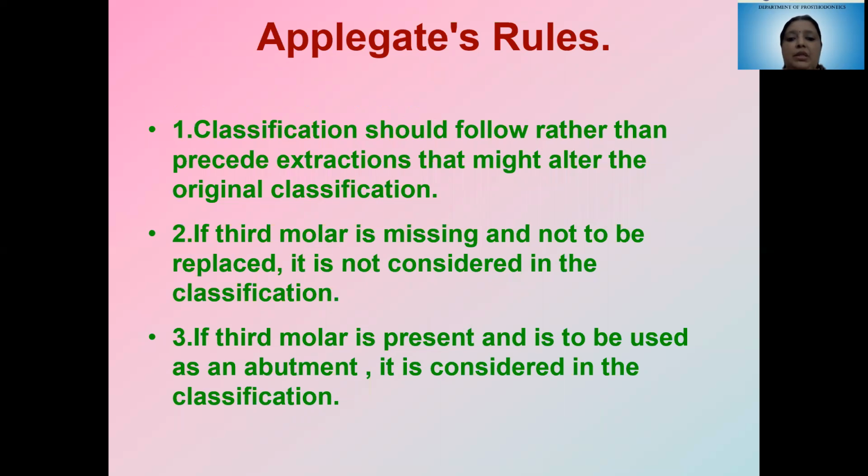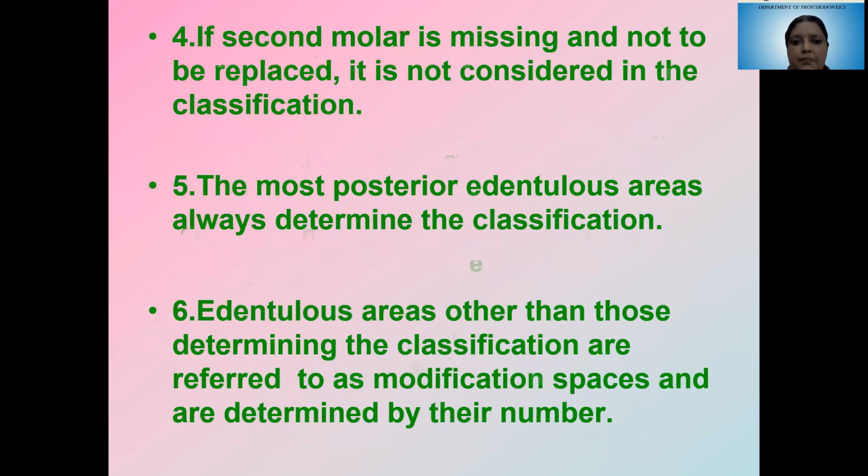Then, if the third molar is missing, the patient has got teeth only till the second molar. Both the third molars are missing and they're not going to be replaced. We do not consider them in the classification. That is Applegate's rule 2. Applegate's rule 3 states that if the third molar is present, it is going to be used as an abutment. It is going to be used as a supporting tool. It has to be considered in the classification.